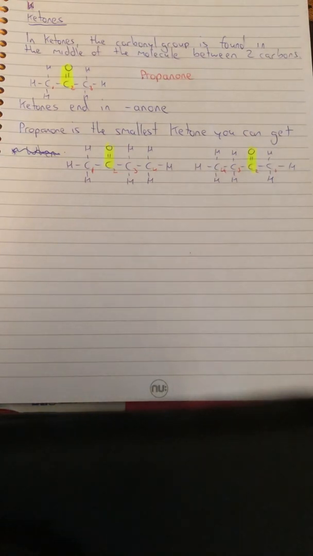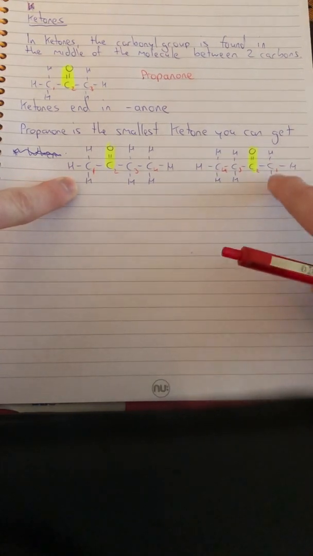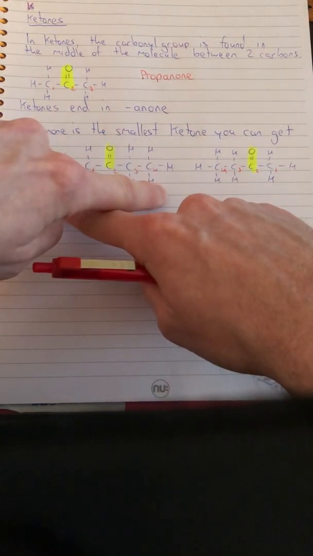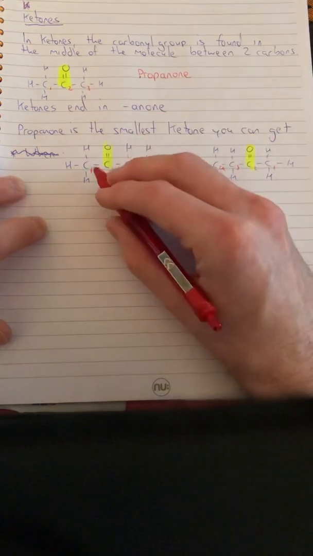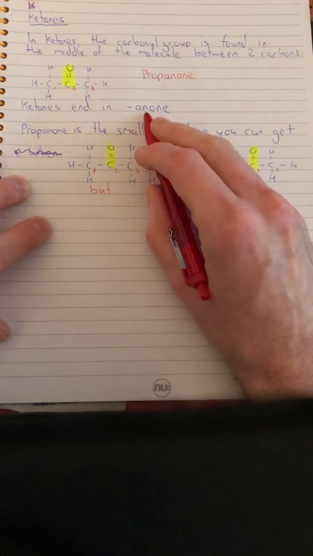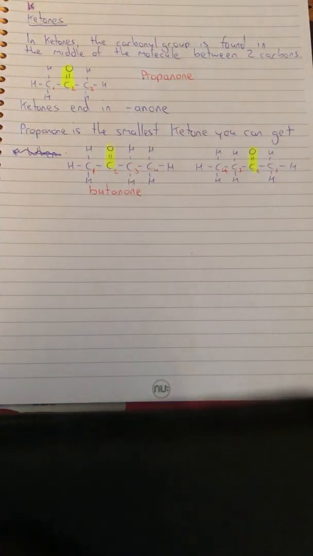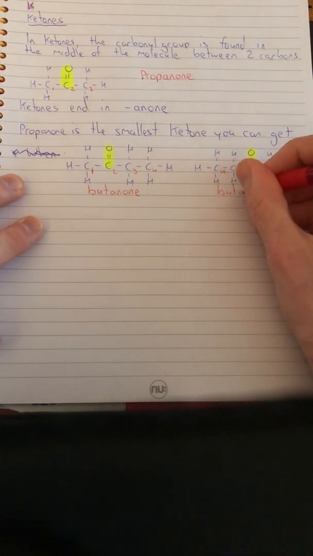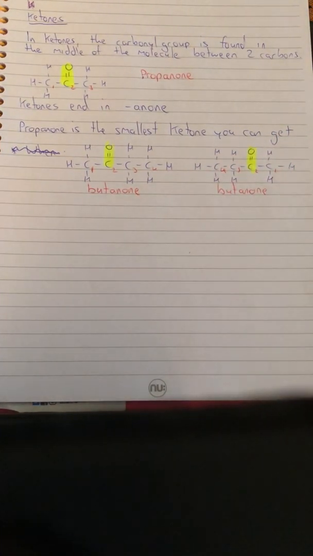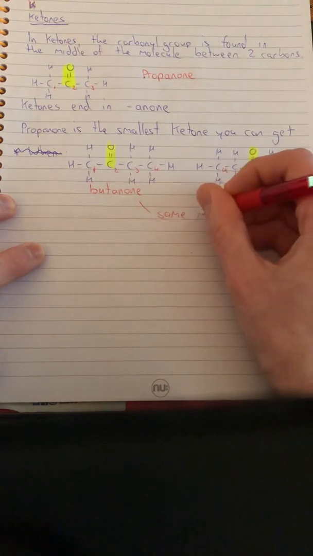So what you should notice is these 2 molecules are exactly the same. This one is just that one flipped. Now, because they're the same molecule, they've got the same name. We've got 4 carbons, 1, 2, 3, 4. So that's but-, and because ketones end in -anone, this becomes butanone. And obviously this one is also called butanone. It's the same molecule.